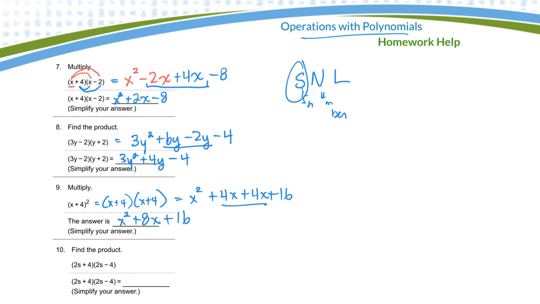Okay, the last one is a difference of two squares. So this one times this one, but I do it the same way as I normally do. 2s times 2s is 4s squared. 2s times minus 4 would be a minus 8s. And then 4 times 2s would be a positive 8s. And 4 times minus 4 would be a minus 16. Minus 8s plus 8s, those both cancel. So my answer would be 4s squared minus 16.